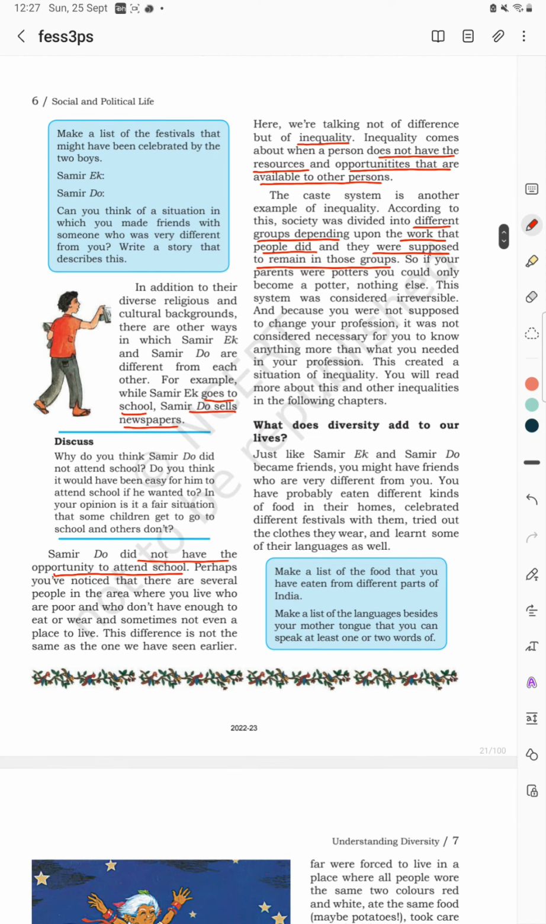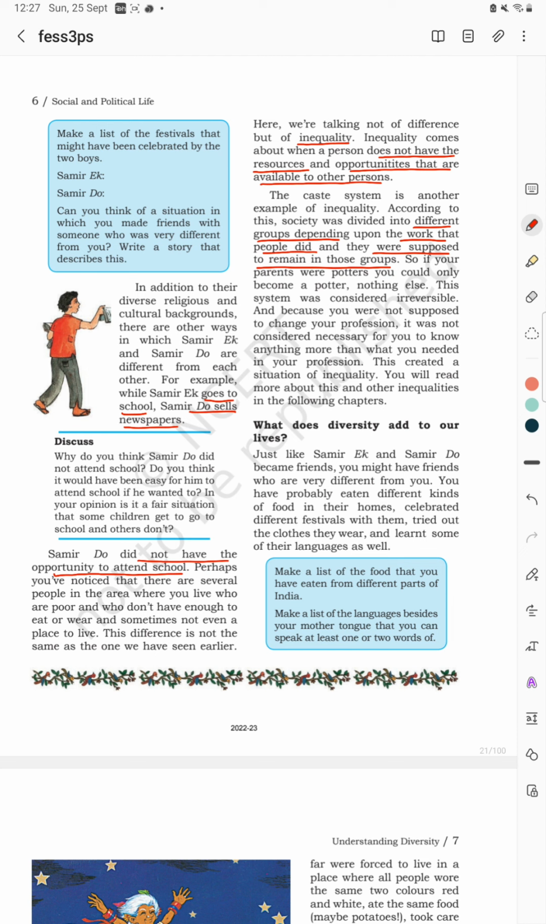So in the subsequent chapters we will be knowing much about inequalities. Now, what does diversity add to our lives? Why is diversity important in our lives? So just like Sameer Ek and Sameer Do became friends, you might have friends who are very different from you.